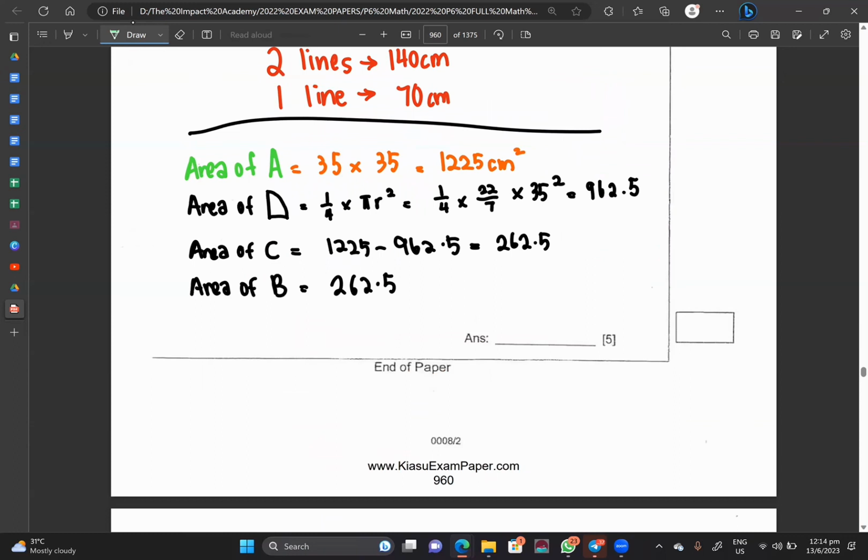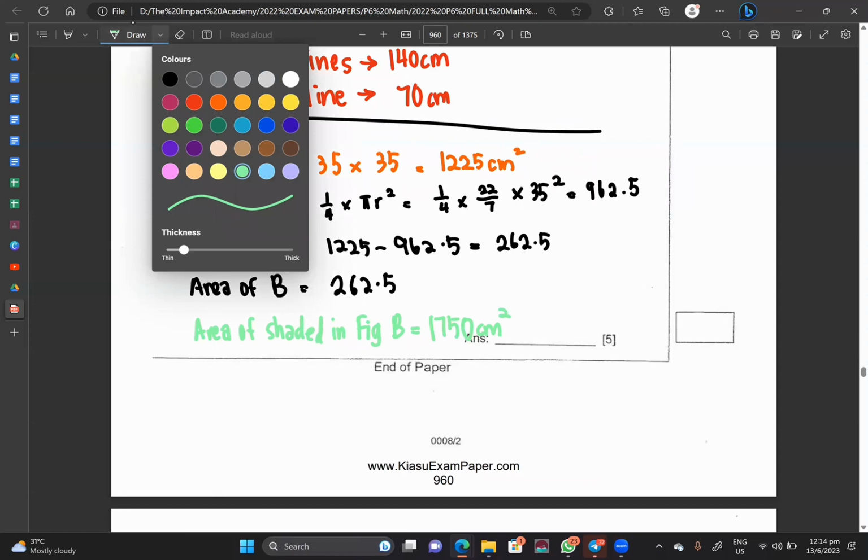Therefore, the area of shaded in figure B. You want to make sure you write down all of this meaning, if not, your numbers are just numbers. It's very hard for you to trace back and see what you have done. We want to make sure that all of these are easy to trace back so that I can check properly. So we add all of them up together, and therefore my answer for this question has to be 1750 centimeter square.